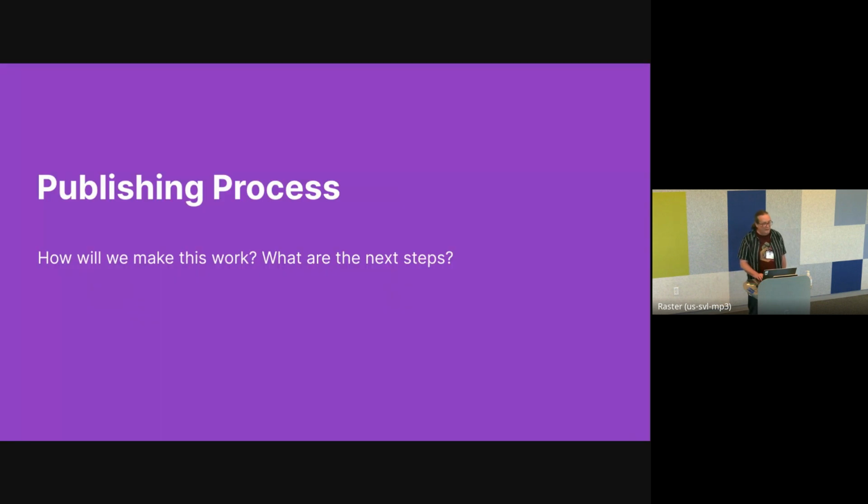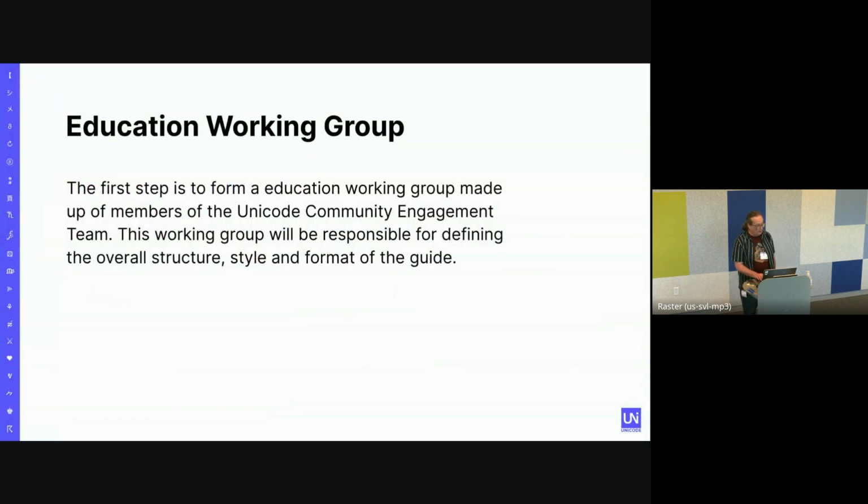So a lot of people have tried to do something similar to this in the past. So how can we ensure that this actually works, and what are the next steps for making it work? Well, the first step is to set up an education working group that is made up of members of the community engagement team. And this working group will be responsible for defining the overall structure, style, and format of the guide. Kind of the editorial committee, if you will.